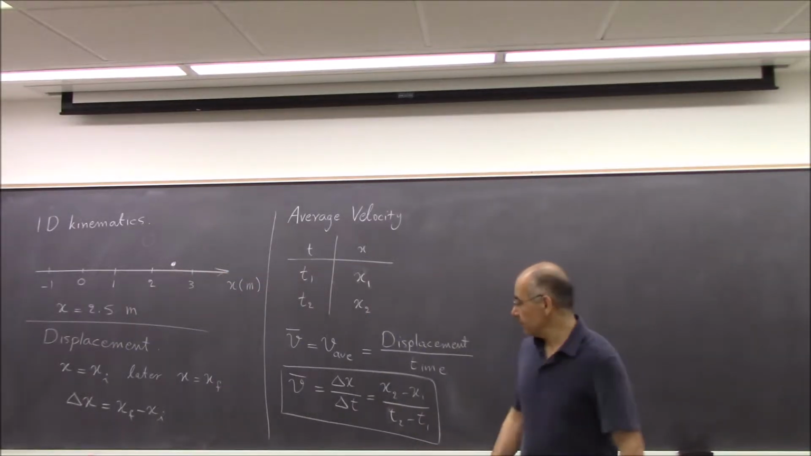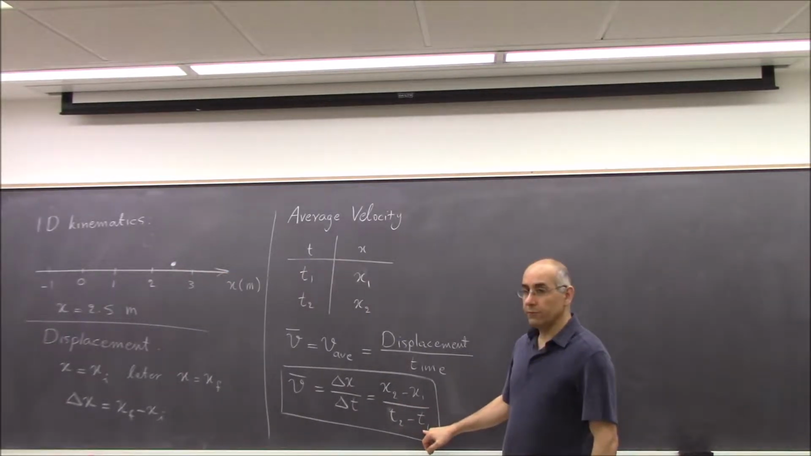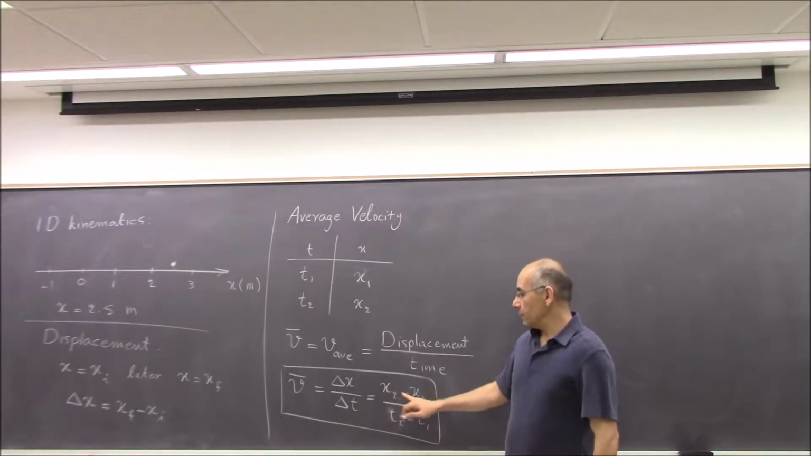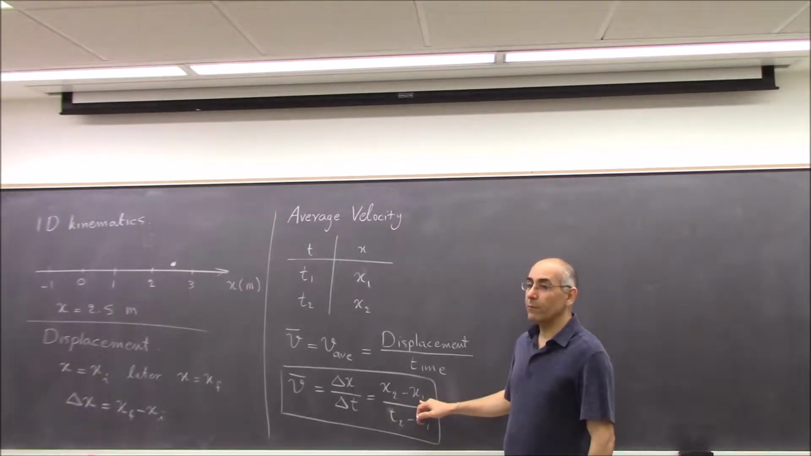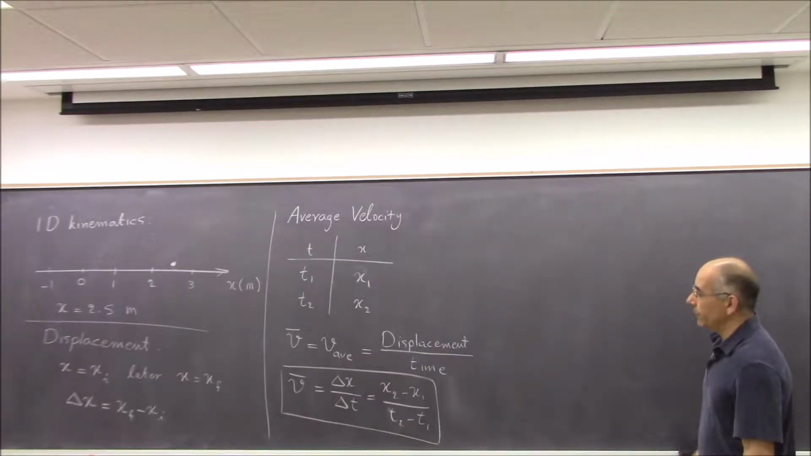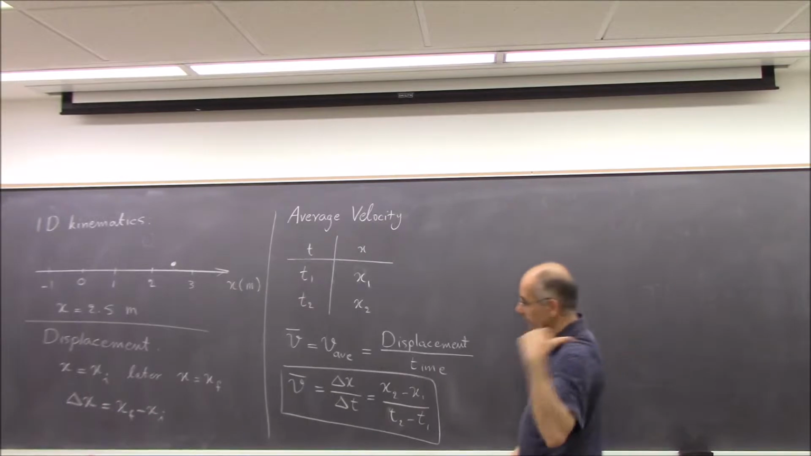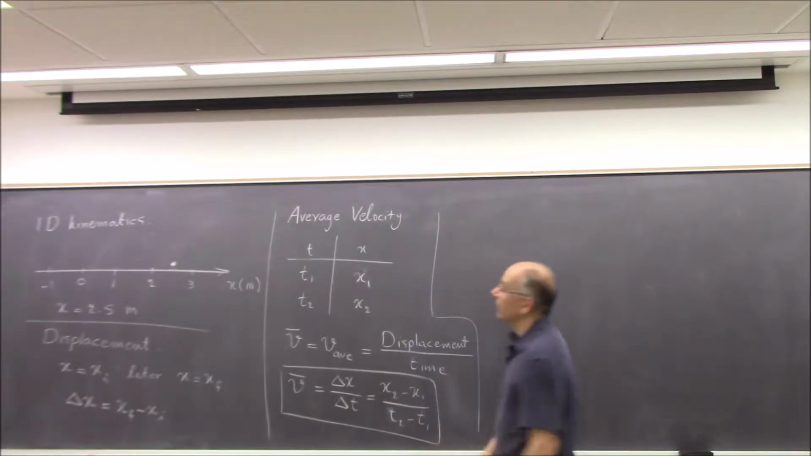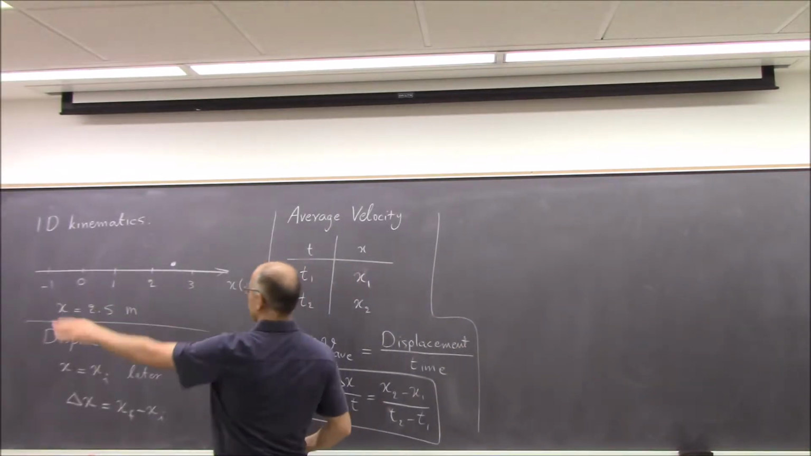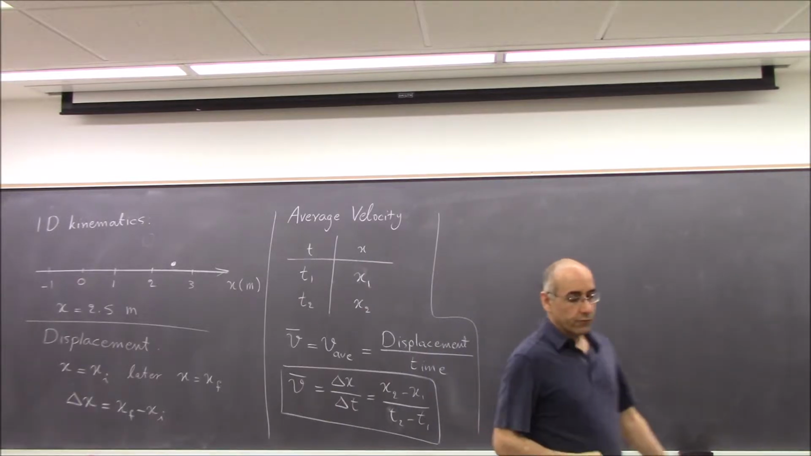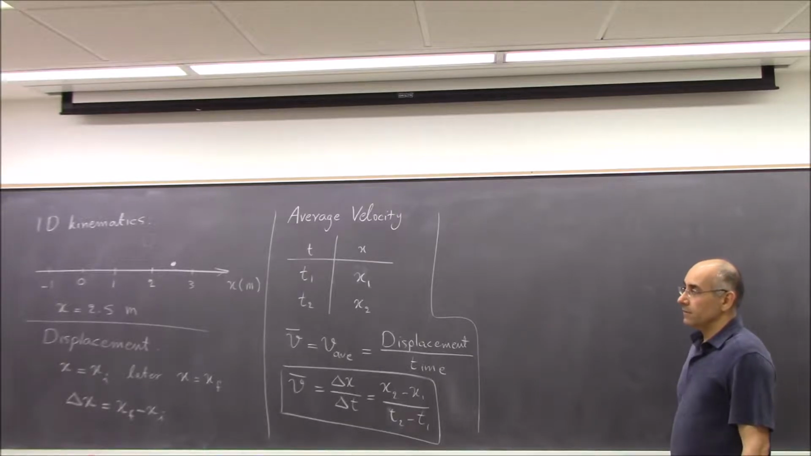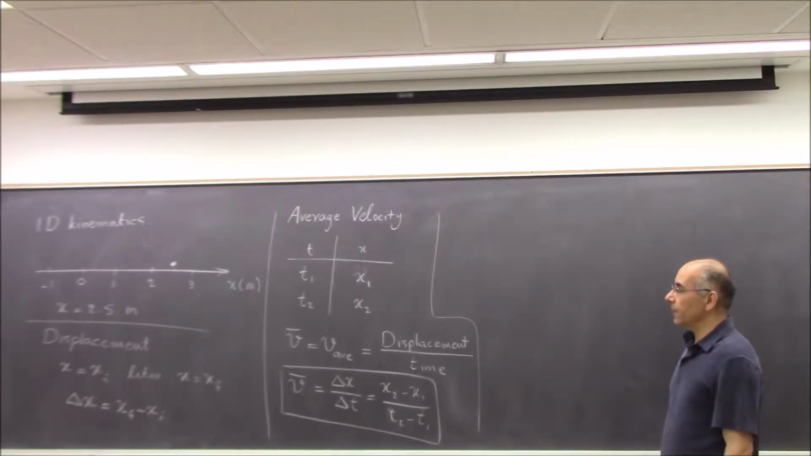Because this is displacement over time, t2 is usually larger than t1, because time always goes forward. x2 minus x1 can be positive or negative. Therefore, average velocity can be positive or negative, depending on whether the object has gone to the right or to the left. Usually we take the right direction as positive, the left direction as negative. That, of course, depends on our coordinate axis, which is optional. Usually we take right as positive.